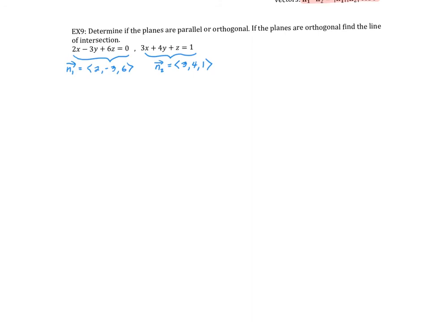So I have these two normal vectors. Are they multiples of each other? Because if they are multiples of each other, then these planes are parallel. But if I look at these two normal vectors, there's nothing that I can multiply by to get the other one. So since they're not multiples of each other, they're not parallel.